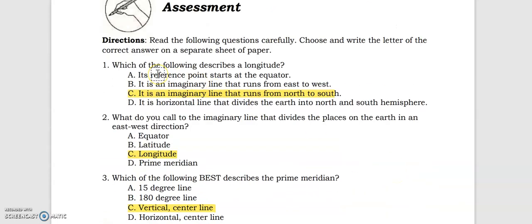And for the assessment portion, let's answer it. Which of the following describes a longitude? So it is an imaginary line that runs from north to south. What do you call the imaginary line that divides the place on the earth in an east-west direction? So that's longitude.